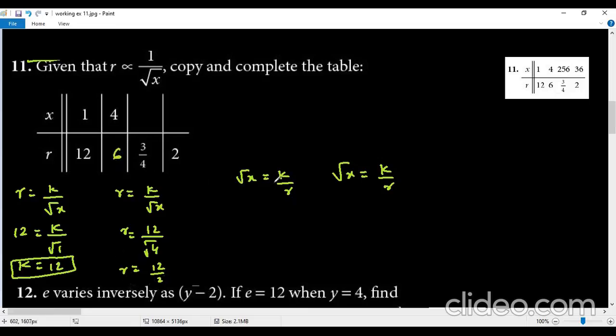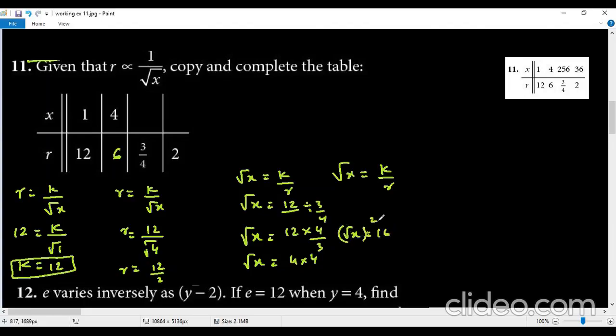Now we'll find out the value of x. Value of x is equal to k is 12, and the radius is given as 3 over 4. That means I can write divided by 3 over 4. That means x will be equal to 12 times 4 over 3. That means 3 times 4 is 12. Under root x is equal to 4 times 4, which is 16. Under root x is equal to 16. Squaring both sides is going to give us x equals 256. So you can definitely write a 256 here.